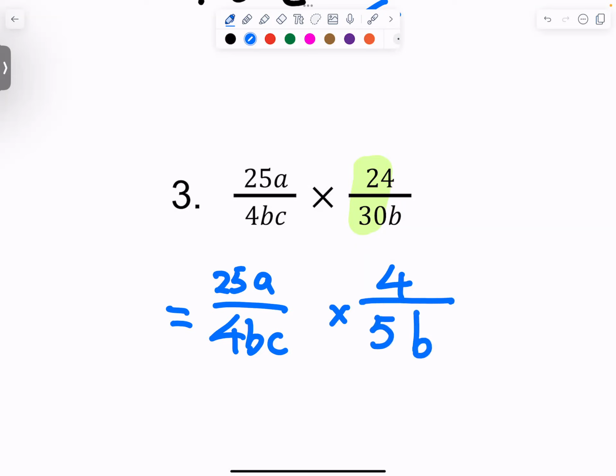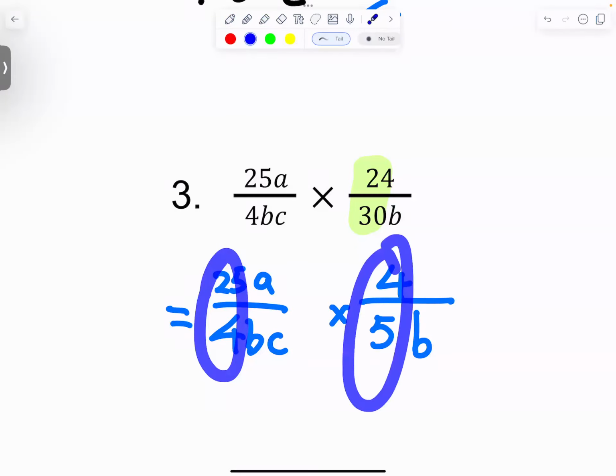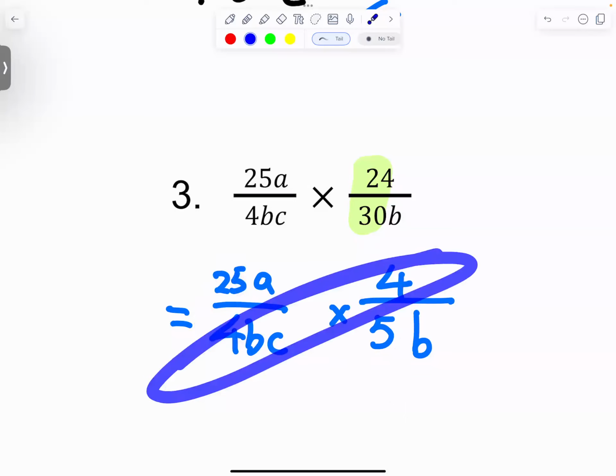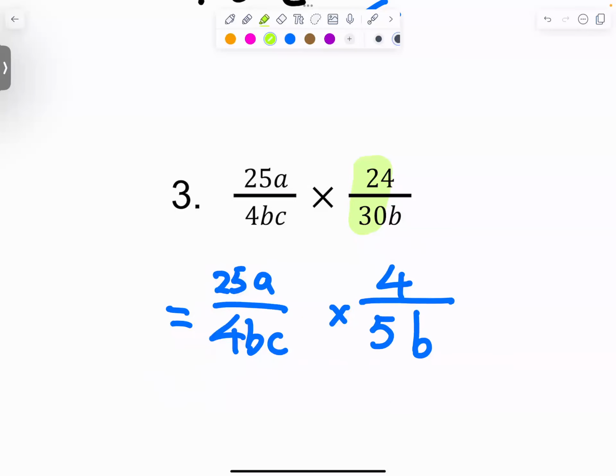And then let's continue, they can't be. Then do diagonals. So diagonals here first. 4 and 4e. Yes, they can be done. So done. And then how about the other side? 25 and 5 can also be. They both can be divided by 5. So here no 5 left. 25 divided by 5, 5.